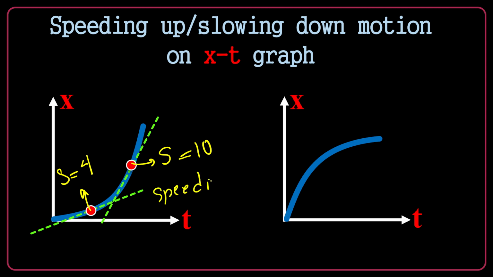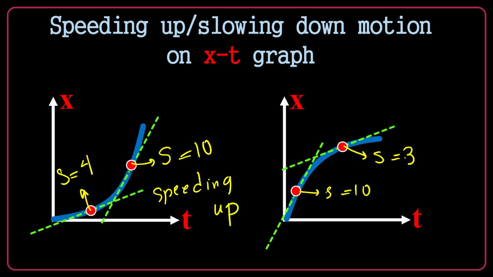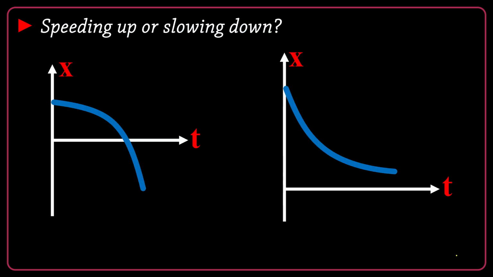The other one: here the speed is something, let's say 10, and at a later time the speed is smaller because the slope is smaller. So the speed may be 3. So here I say it's slowing down.